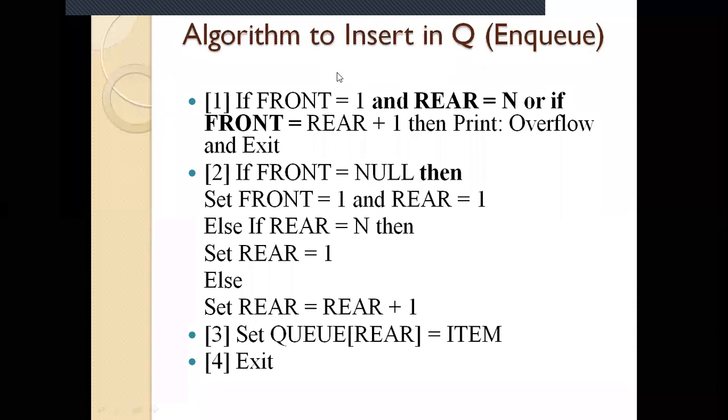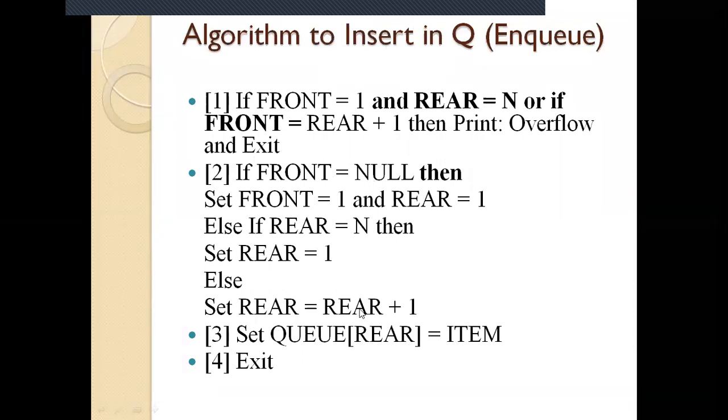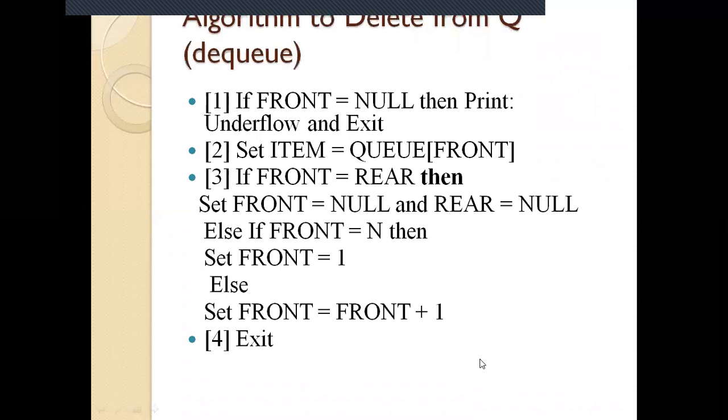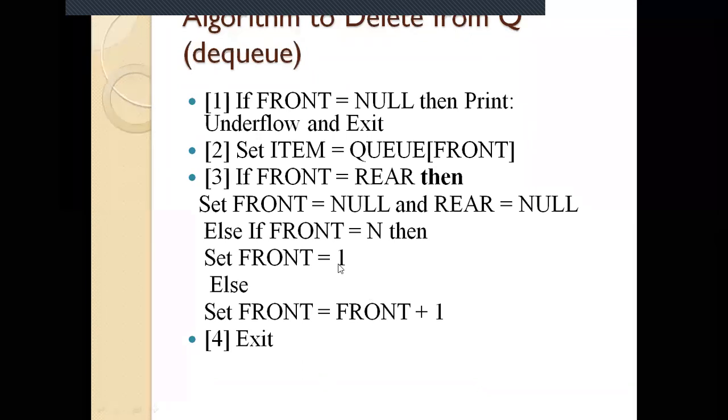And then while inserting, you can say what would be the new value of rear. Rear can be either rear plus 1, or if rear is n, it would be 1, or if front is null, then it would be 1. So you just need to remember these three conditions for the new value of rear. Then at queue of rear, you can store the item. Similarly, while deleting, you need to find out the new value of front, because if this is the last element that you are going to delete, then front would be null. If it is n, it would become 1, otherwise front would be incremented by 1.